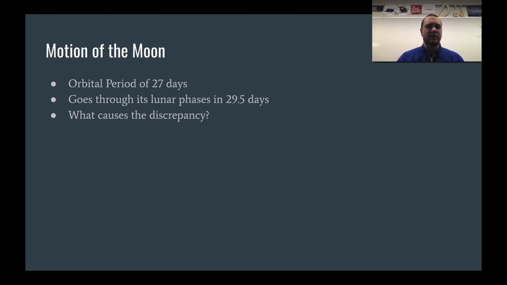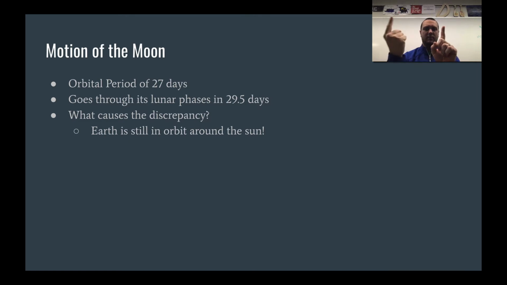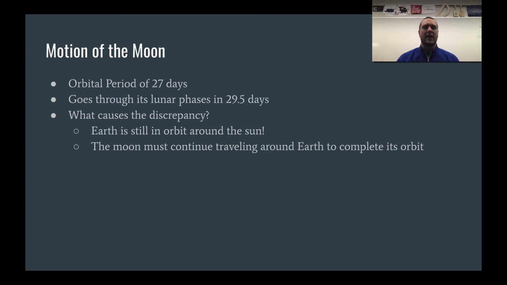You would think the period and the lunar phases should line up, but we have to remember the Earth is still in orbit. The Earth itself is still rotating along its axis. So as the moon rotates and spins, the Earth is continuing to rotate as well. You have this dynamic system of a rotating Earth and a rotating moon that is in orbit. We get a spinning body with a spinning body, and the moon is going around the Earth, which is still in motion. In order to complete its orbit, the moon has to continue traveling as well. So again, it's this big dynamic system.